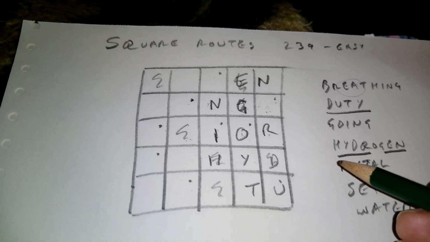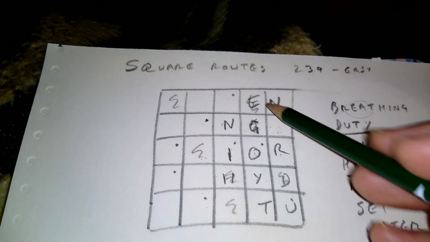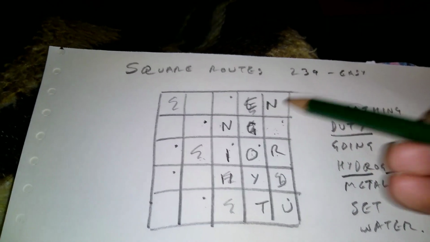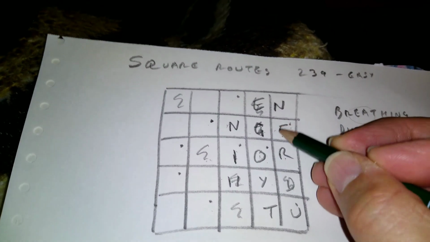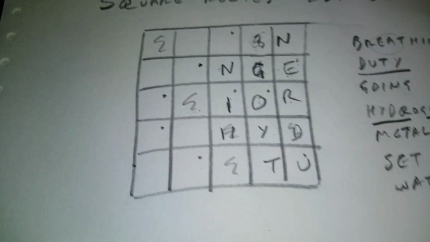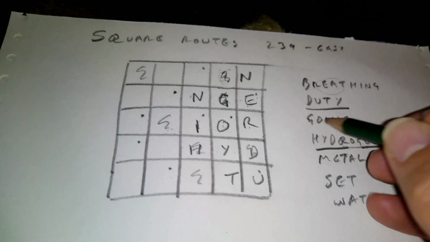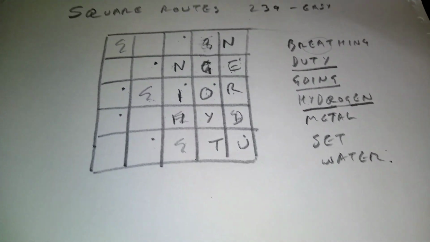Okay. I think I've made a mistake here, haven't I? Yeah, because I've put an E in there for the... That's in a starting thing that isn't a vowel. So yes, that E should have been there. Whoops. That's a starting thing and it isn't a vowel. Right. Well, we've got hydrogen and we've got going and we've got duty in so far.